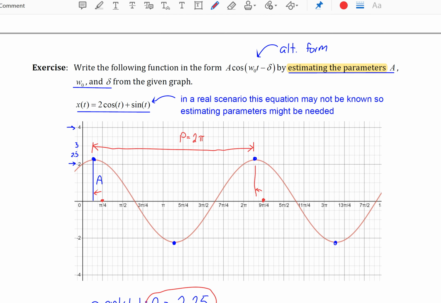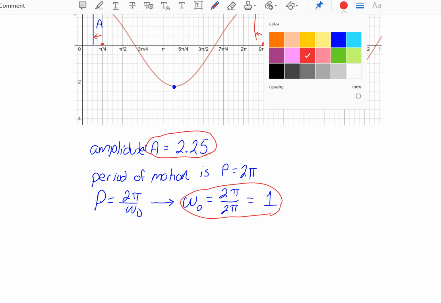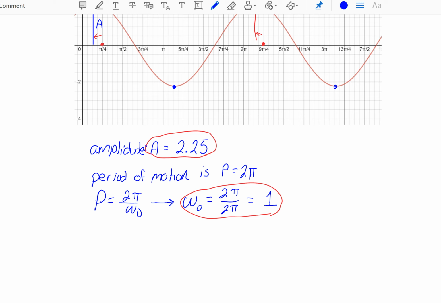the last parameter that we need to estimate is what is our delta, our phase angle. And the way we find our phase angle is by using our phase shift. So let me maybe label these so you can trace how we do this later. First, find your amplitude, find your period of motion so that you can then find your phase angle. And now step 4, let's go and find our phase shift.